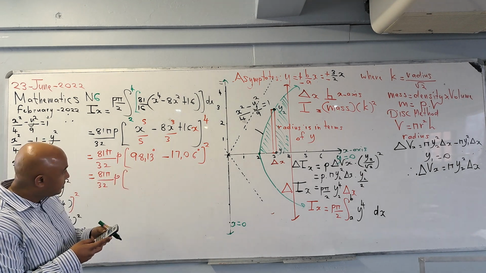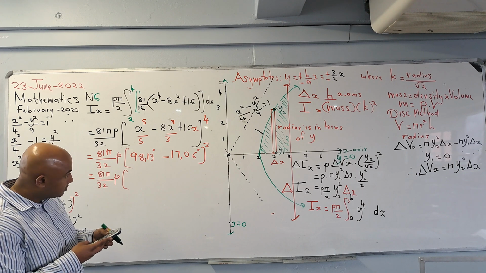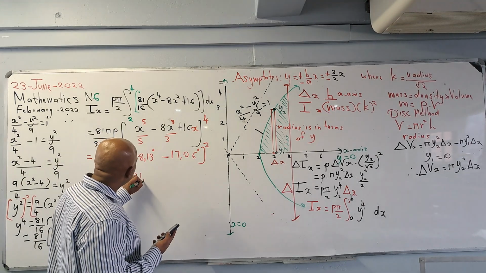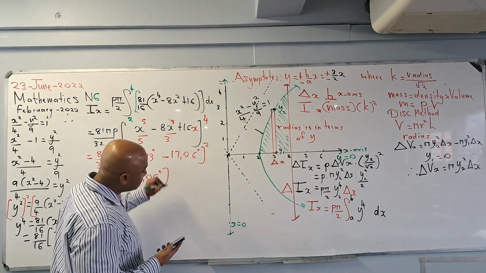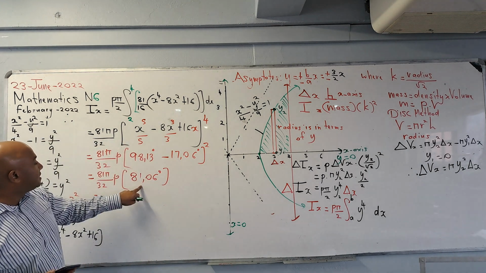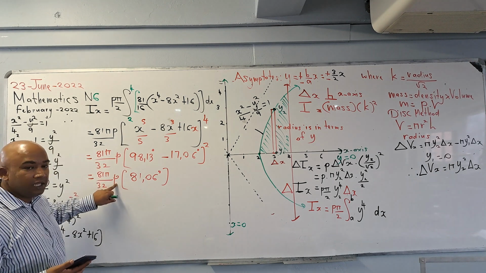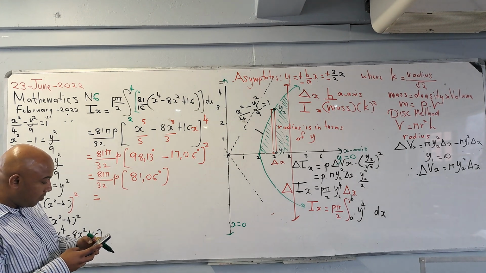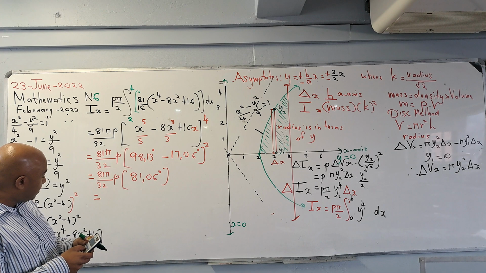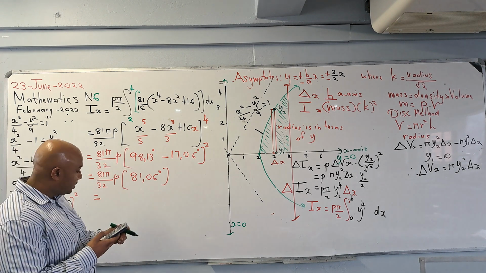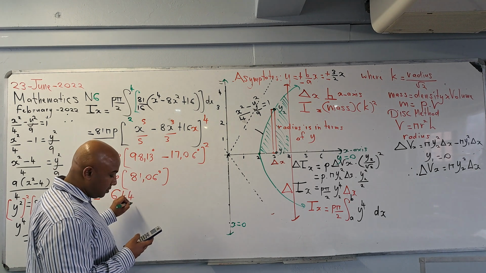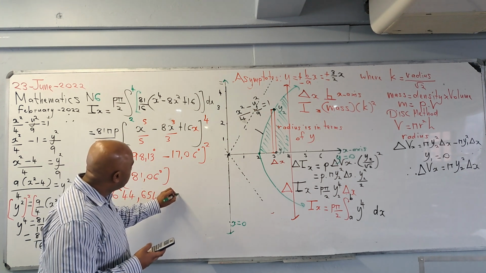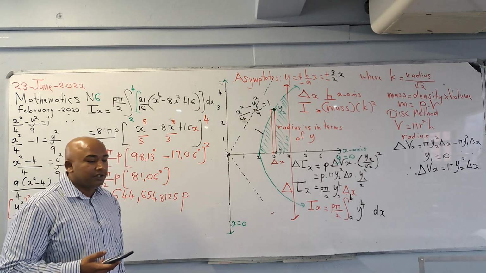Let's work this one out. So that's, we get 81.06 recurring again. So you take this, multiply it by the density p, your answer will be in terms of p. Okay, so that's going to be times 81 pi all divided by 32, which is 644.654812.5p. That's the full answer that I'm getting on the calculator.